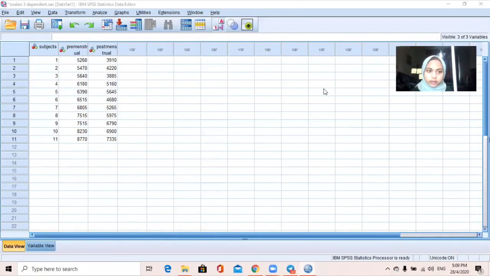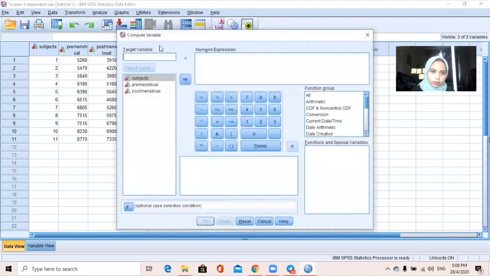Okay, so the third question is the paired t-test, where the IV is two groups, which are premenstrual and postmenstrual. Okay, so the DV is numerical, which is the daily energy intake. Observation is dependent because we are using the same sample in two different conditions. The test to analyze is the paired t-test. Okay, first we need to analyze the differences between postmenstrual and premenstrual.